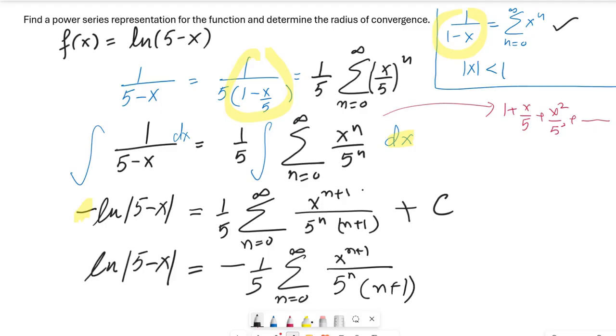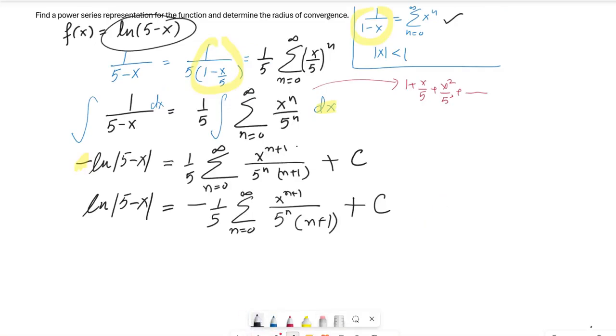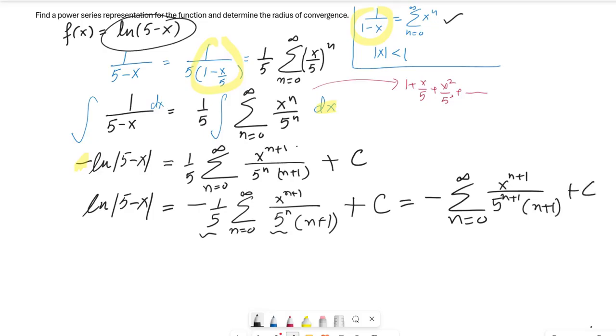Now I should write negative c, but c is just a constant, so negative c is another constant, so it will just be adjusted inside the c only, right? So if you feel like you can write it as a different c also, but it's just a constant. Let's multiply 1 by 5 inside: negative sigma n from 0 to infinity x to the power n plus 1 divided by 5 to the power n times 5, which should be 5 to the power n plus 1 times n plus 1, plus c.